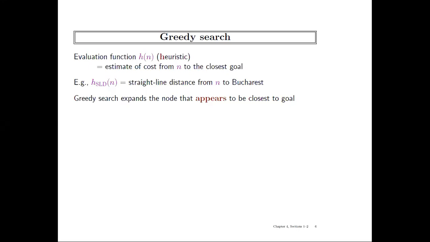Last line, if you see, the greedy search expands the node that appears to be closest to the goal. That is why we use the term appears to be, because if the straight line distance is less, it does not mean the actual distance is less. Maybe the actual distance is much more than the SLD. That is possible. But it looks like if the straight line distance is less, go for that path, maybe we reach the goal earlier. Later we will find out whether our decision is correct or wrong. That is based on the evaluation of the strategy.